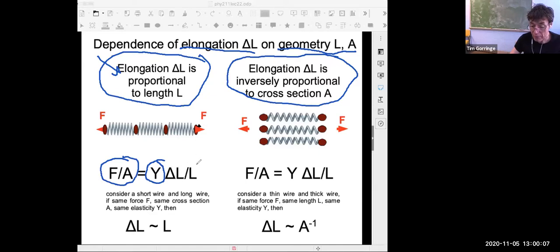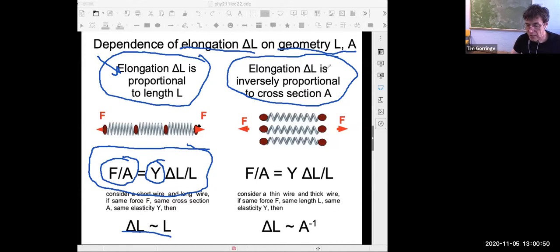The shorter wire with the smaller L must elongate less. Delta L must be smaller. And so that reasoning comes out of this relationship between the stress, strain, and the elasticity. And it's simply, maybe it's an obvious thing, right? That if you've got same material wires, same cross-section wires, same stress on the wires, the long wire will stretch more, elongate more. The short wire will stretch less, elongate less. And so that's this statement here. That's this conclusion here.